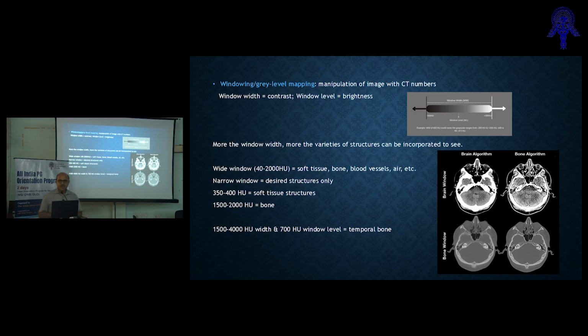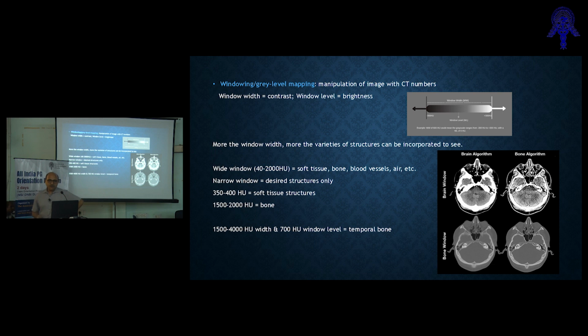So this is how the window is actually determined, bone window and soft tissue window. But the take-home message is this: 350 to 400 Hounsfield units is generally soft tissue structure, and 1500 to 2000 is generally the bone.